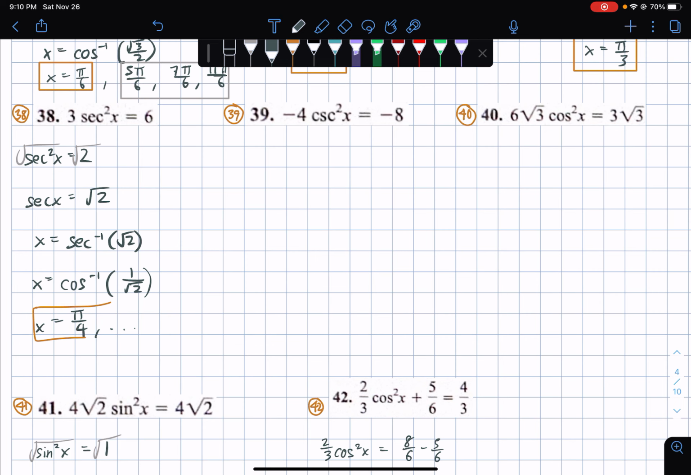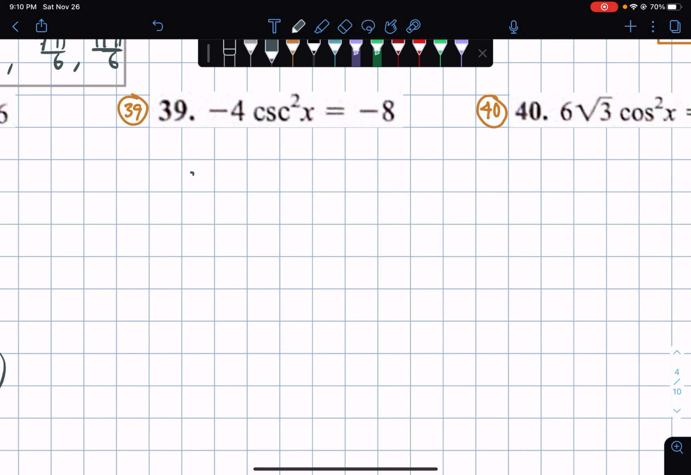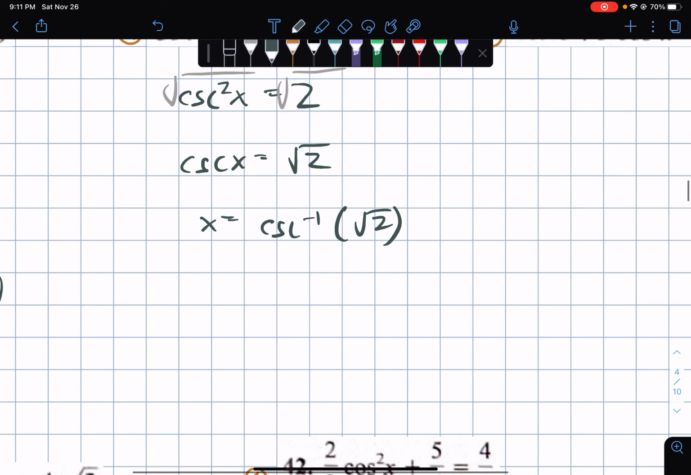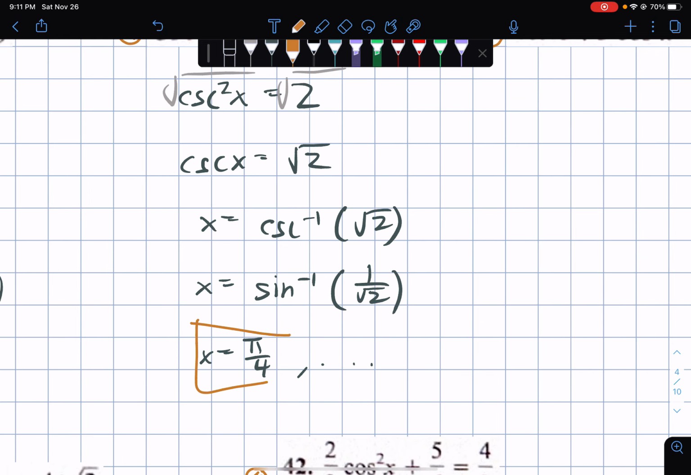For number 39, cosecant raised to 2x. Divide both sides by negative 4, we have positive 2 at the right side of the equation. Square both sides as usual. Usual protocol. x is equal to the cosecant of the square root of 2. x is equal to the arcsine of 1 over the square root of 2. That would eventually be equal to pi over 4 and other more solutions.